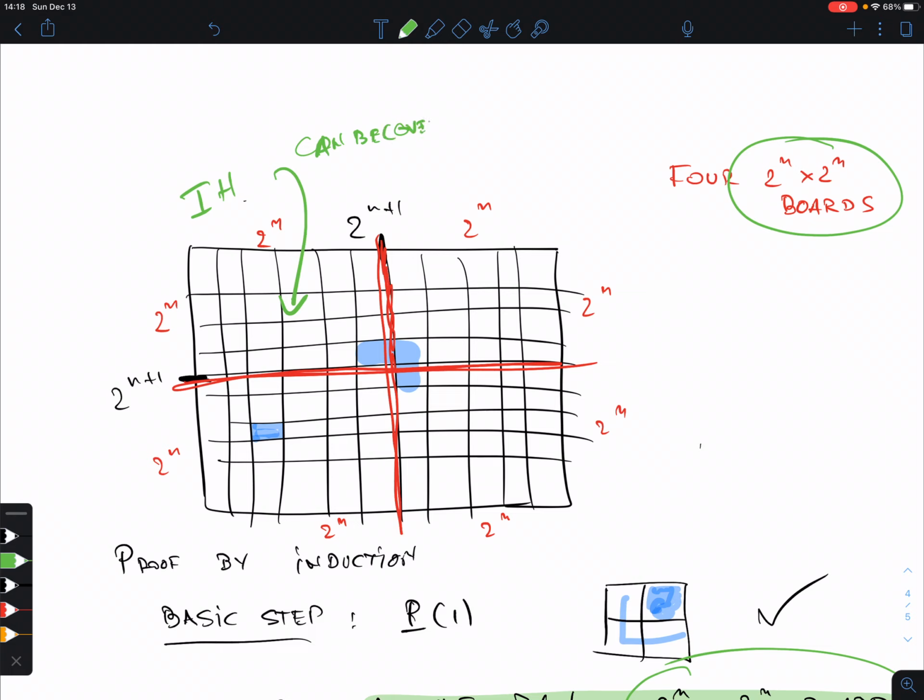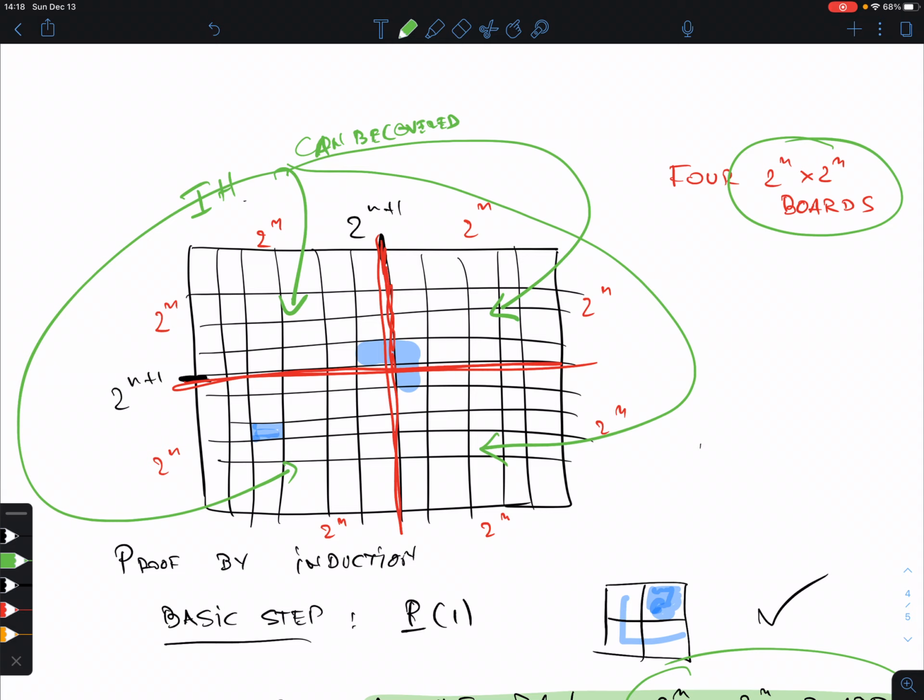I repeat, why? Because it's a 2n by 2n board with one tile covered, namely the corner part. But that's also true for this one, and this one, and this one, because this is also a 2n by 2n board with one covered. In the first three cases, it is a corner piece. In this case, it might be any piece. There was no restriction on which tile we were covering. It's just the fact that one of the tiles was covered. Okay, that's what's happening here.